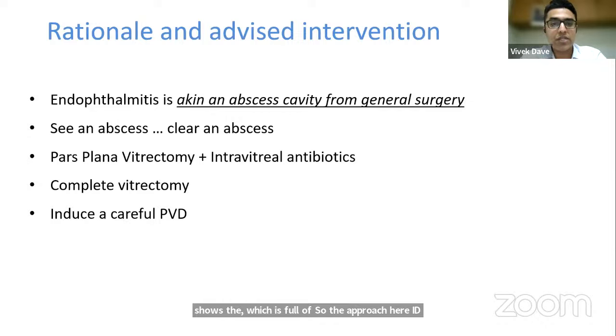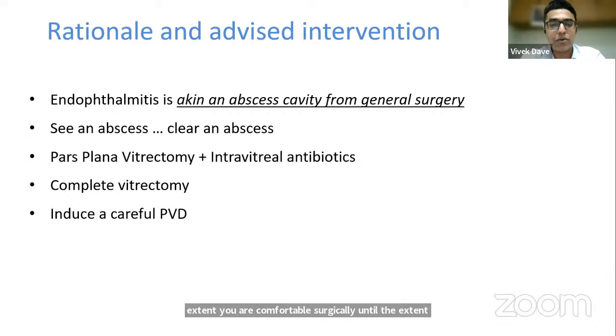So the approach here ideally should be you take endophthalmitis like, say, an abscess cavity from general surgery. In general surgery, if you see an abscess, you clear an abscess. There is no two ways about it. Similarly, in today's time, most practices have moved away from doing just biopsies or just intravitreal injections and actually attempt to do a complete pars plana vitrectomy as far as possible. When I say a complete vitrectomy, I would mean to try and clear off the vitreous till the periphery, till the extent you are comfortable surgically and till the extent to which visualization permits you.